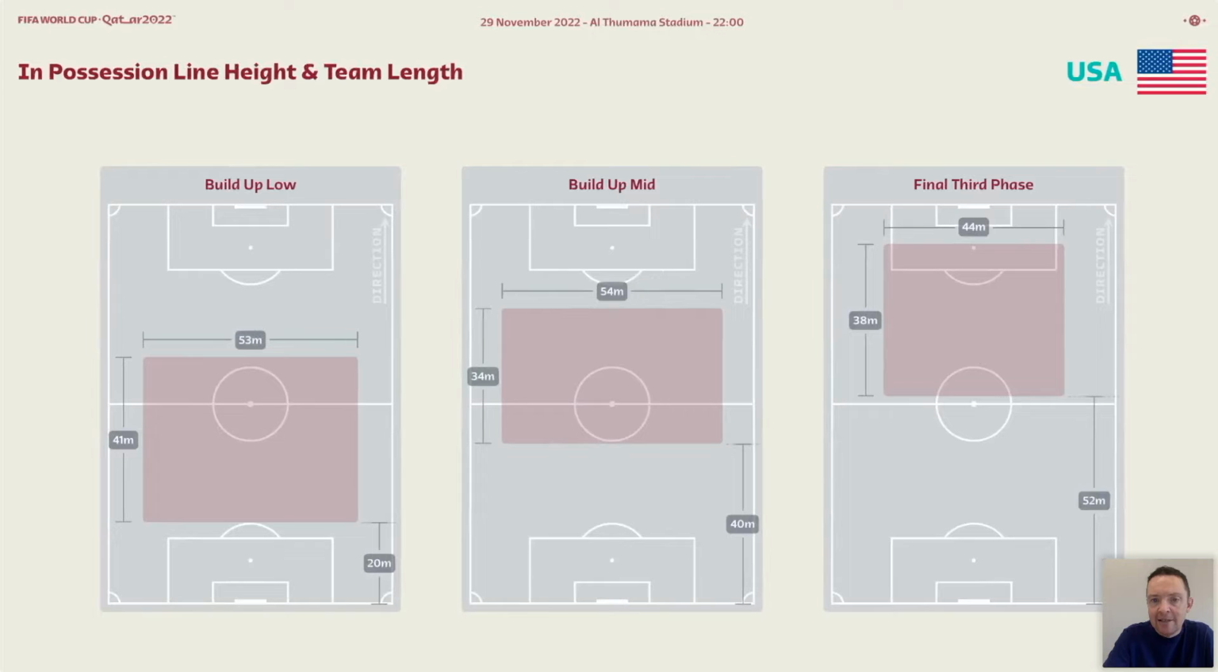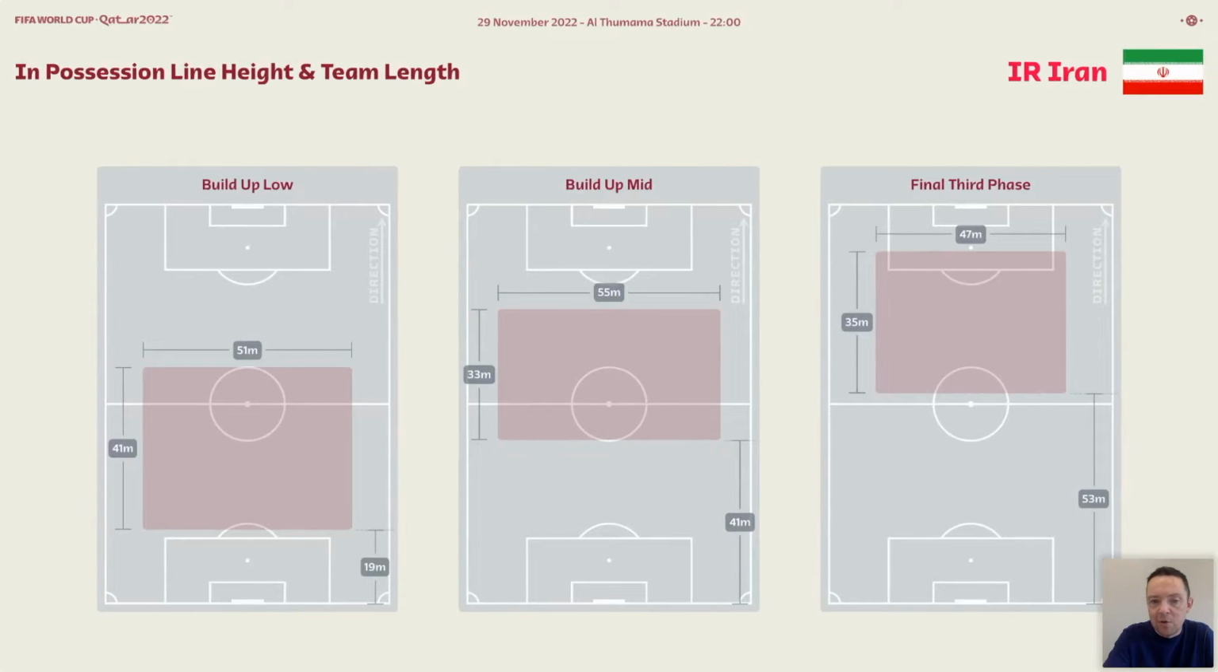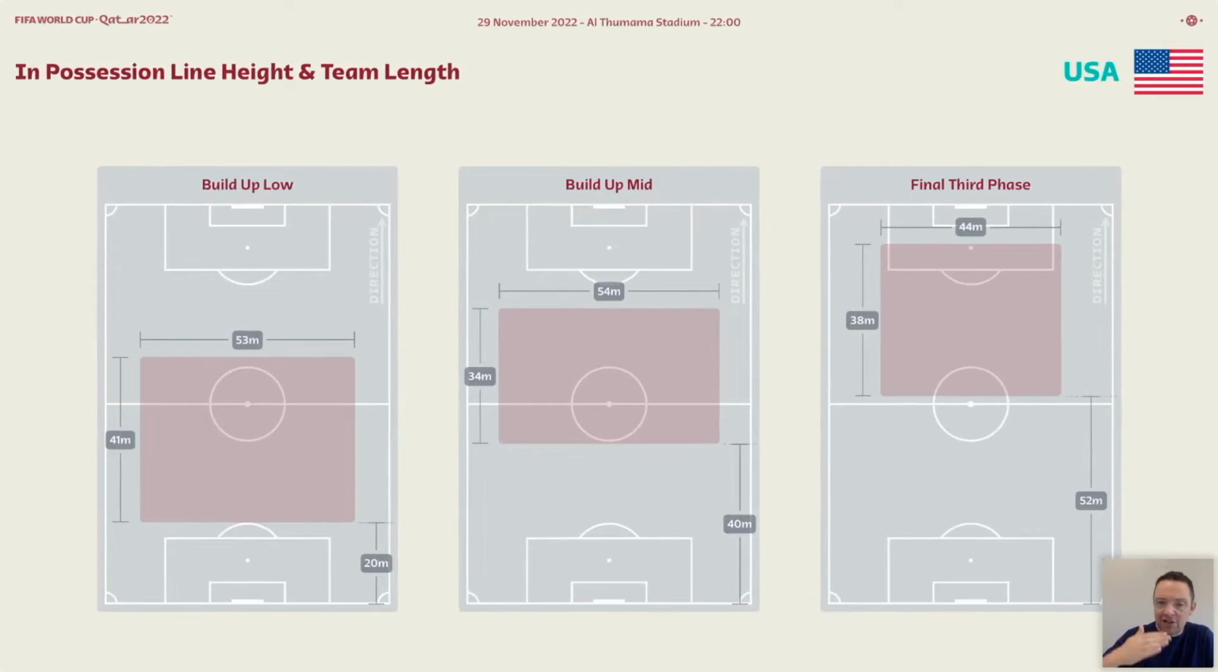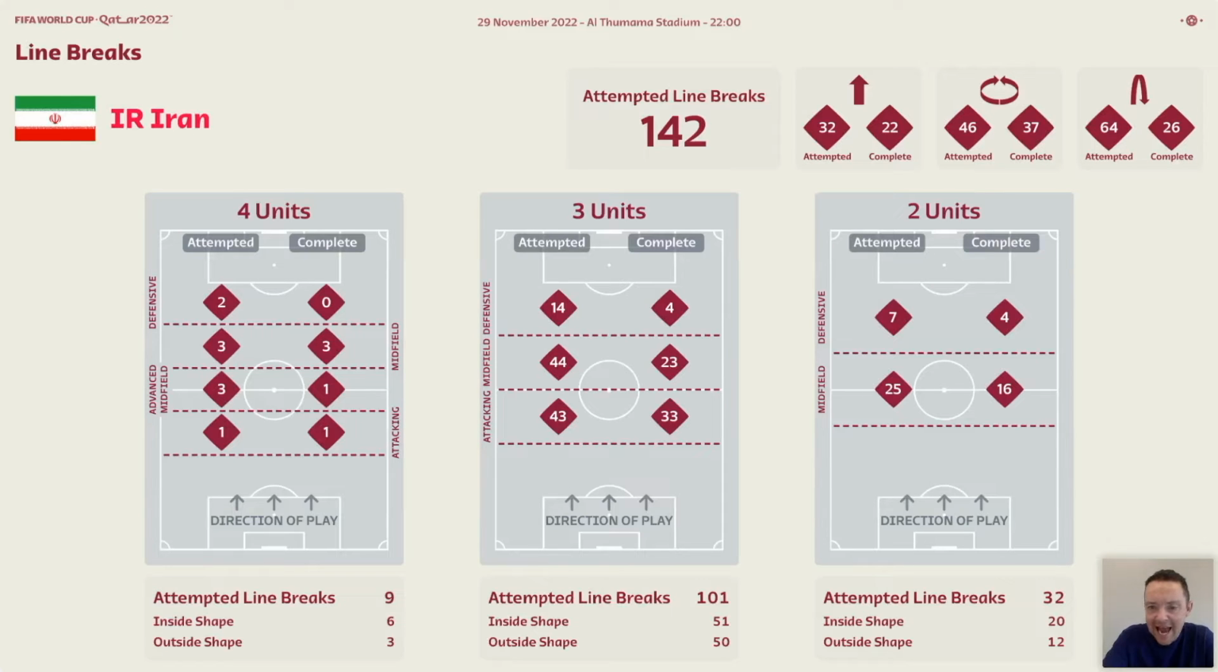That's Iran. This is the US. You can see there's not a lot of variation between one team and the other. Maybe at the start of their build. But you can see in the final third phase the US is 44/38, and Iran's is 47/35. So not a lot of difference, but just something that's a bit interesting when you look at expansive shapes and depths of teams. Now we get into line breaking numbers, and this is fantastic.